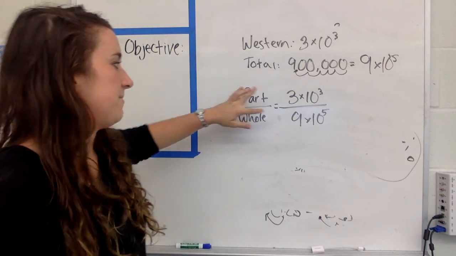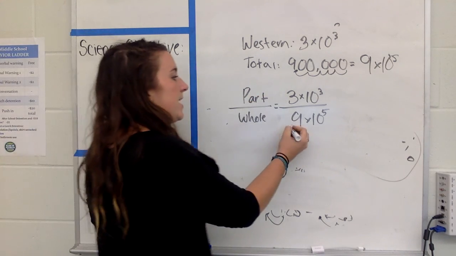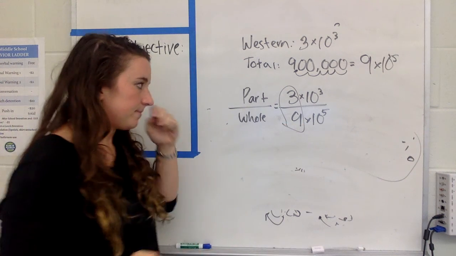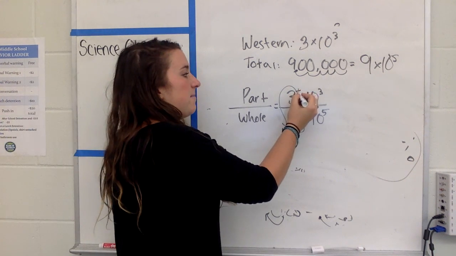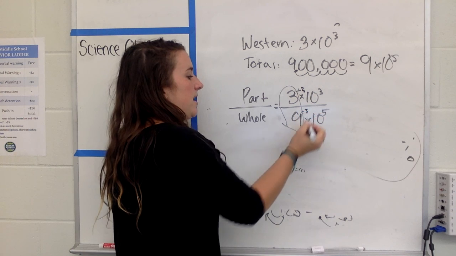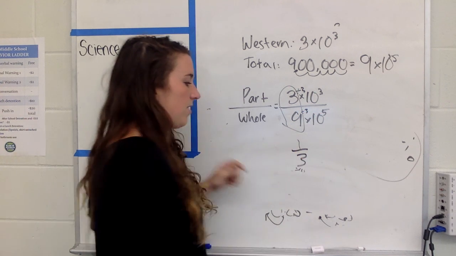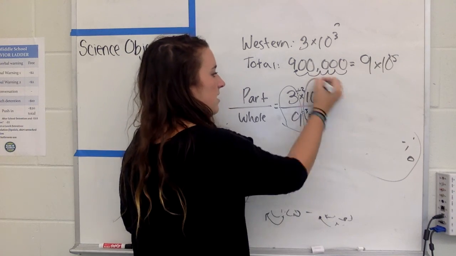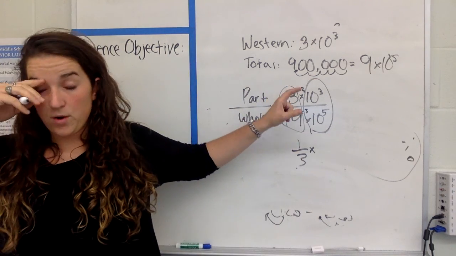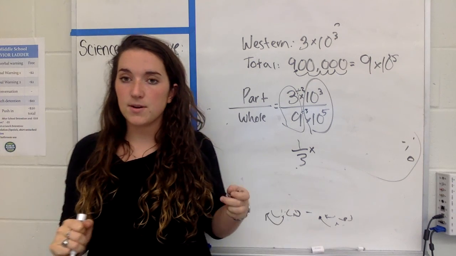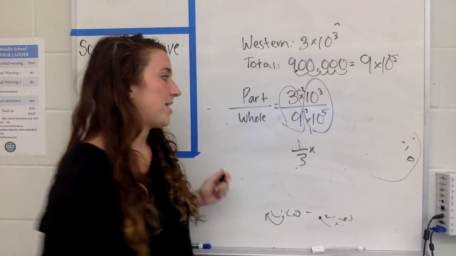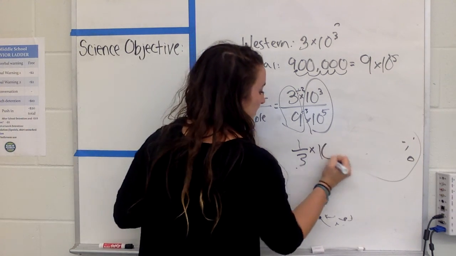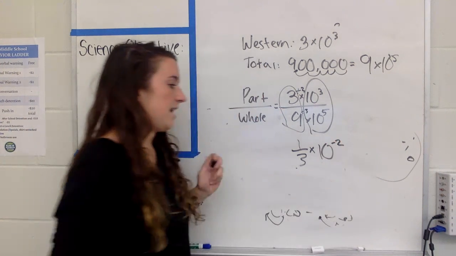Approximately means an estimate. So I'm going to do 3 divided by 9. I can simplify this. Divided by 3, divided by 3. That's the same as 1/3. Times. Now I can do this part. What do I do when I'm dividing exponents? Right, I can subtract the exponents.